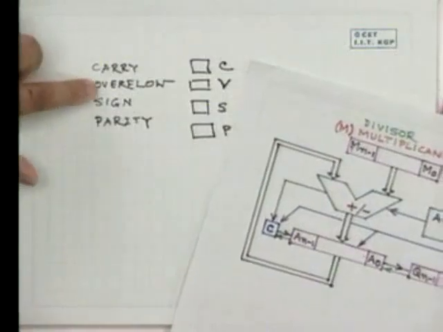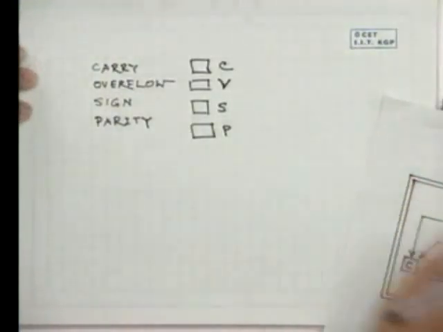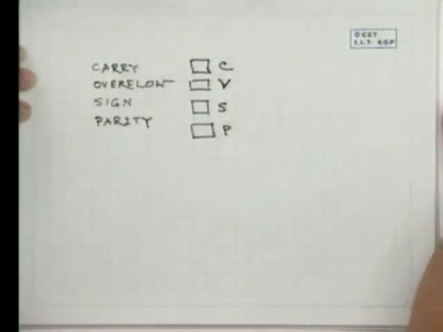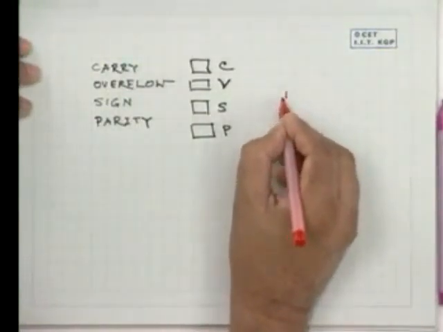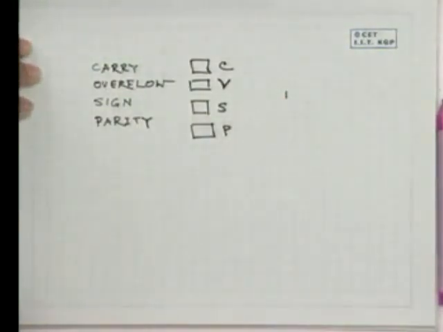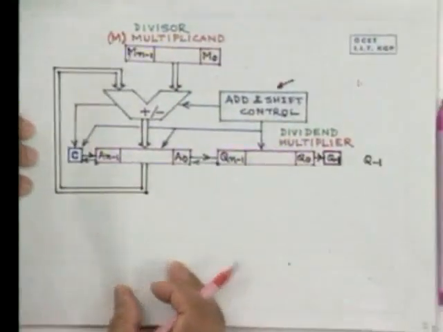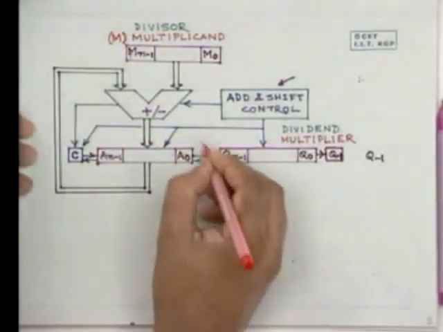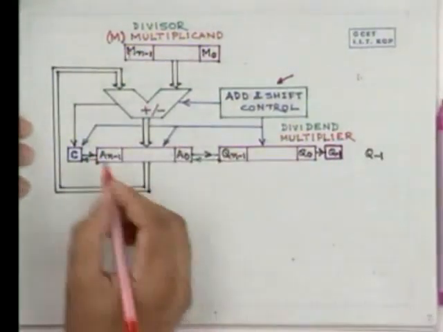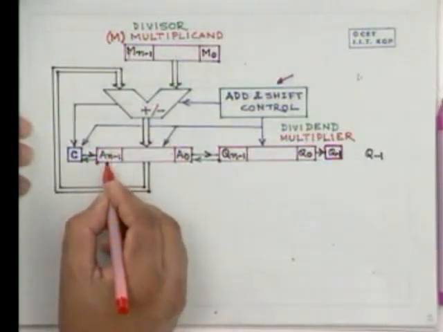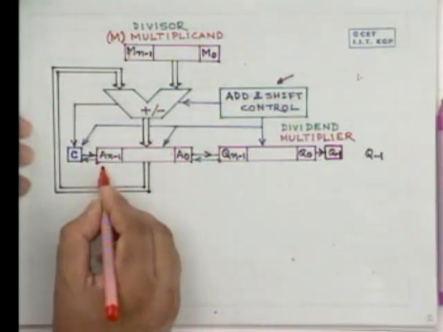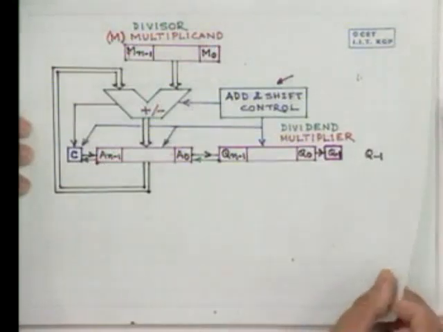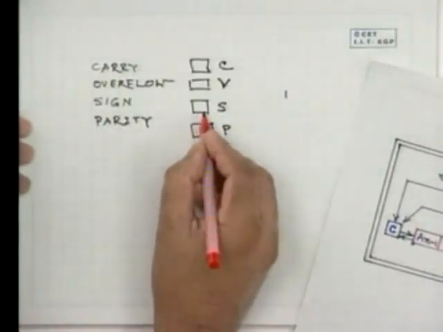Overflow flag I will come to. The sign flag essentially, as I said, in the case of any representation, either sign magnitude or 2's complement, let us take 2's complement here, the first bit is a sign bit. Therefore, the first bit of any register is a sign bit, and this sign bit of the result is taken to be the sign flag.